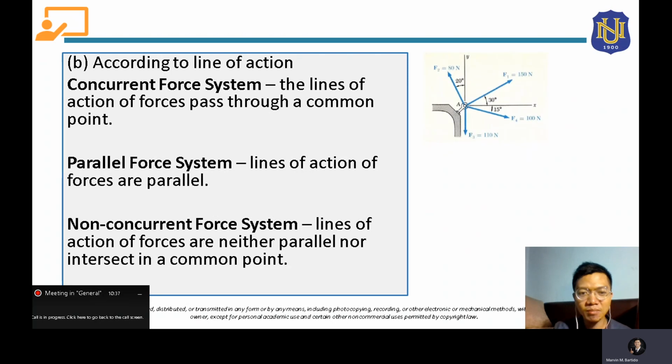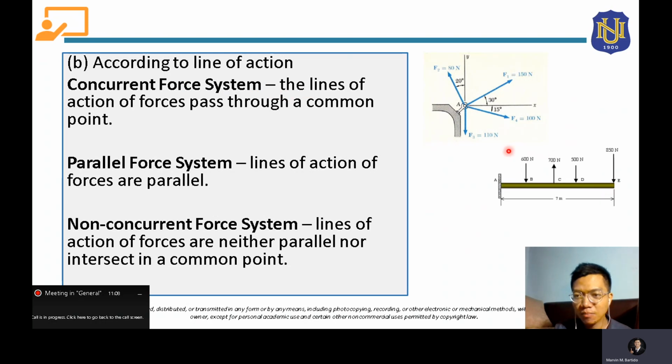So this is an example of a concurrent force system. As you can see here, if we zoom in on this figure, the forces won't really meet at a common point, right? But if you extend the lines of action of these forces, they will meet at a specific point. So that's why it's still a concurrent force system.